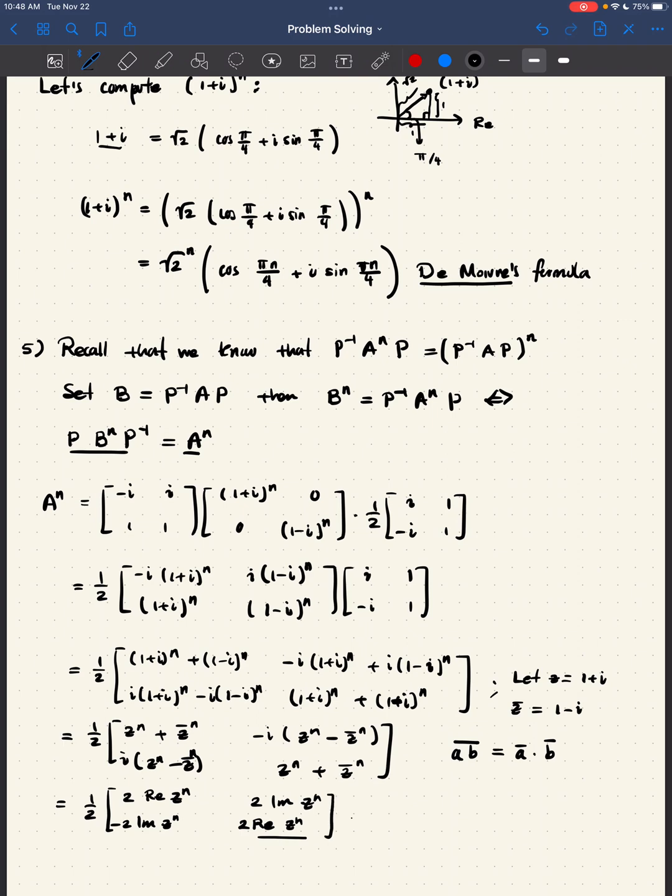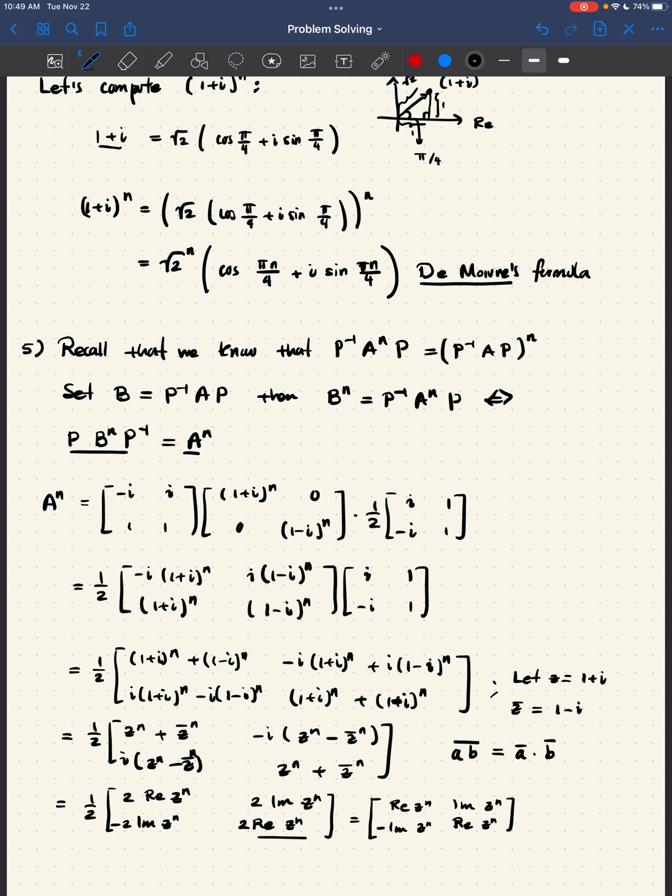And well, we may simplify this to the following: the real part of z to the n, negative the imaginary part of z to the n, the imaginary part of z to the n, and the real part of z to the n.